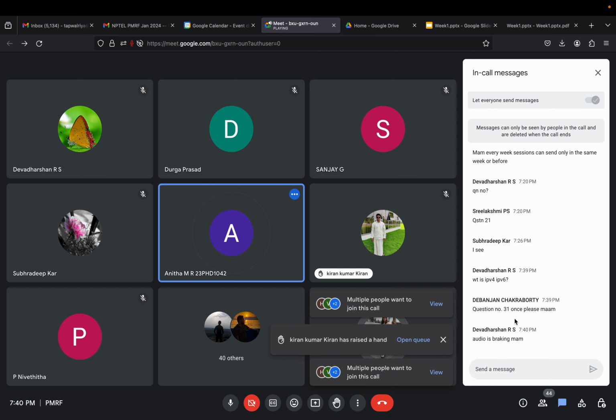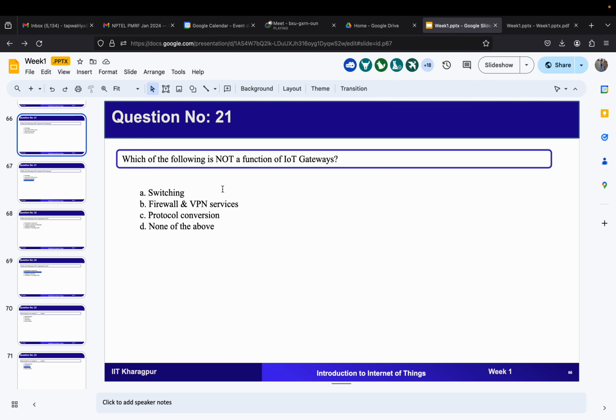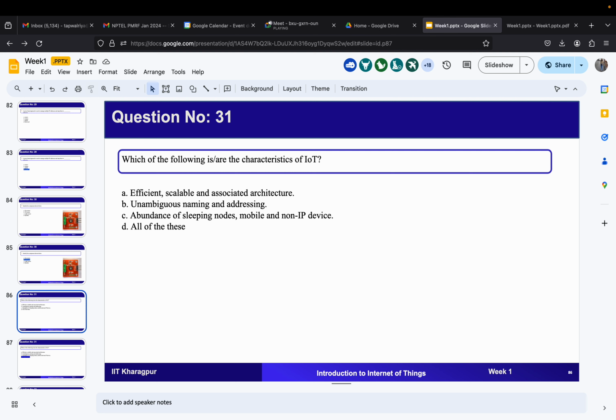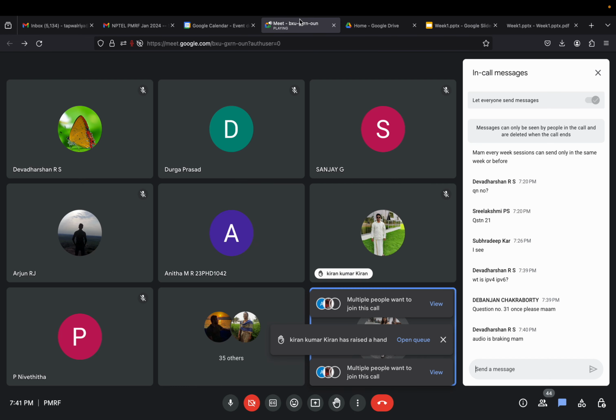Okay. Question number 31. Wait. Question number 31 was, which of the following are the characteristics of IoT? Options were: A, efficient, scalable, and associated architecture. B is unambiguous naming and addressing. C is abundance of sleeping node, mobile and IP devices. D is all of these. So the correct option for this is all of these. Do you have any doubt with this answer? Debanjan Chakravarti.